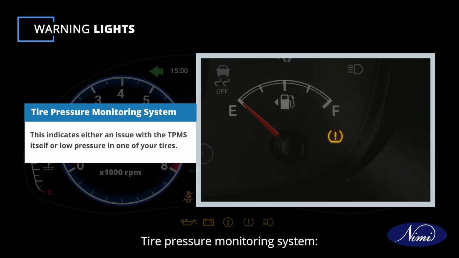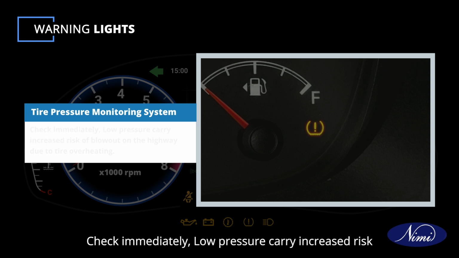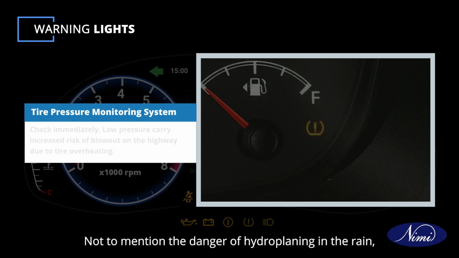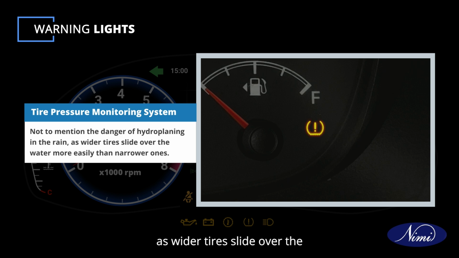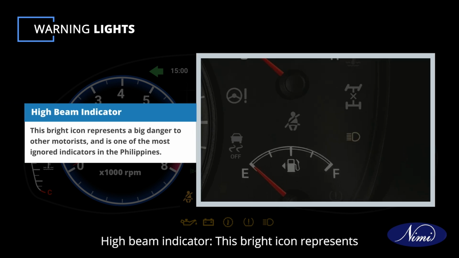Tire pressure monitoring system. This indicates either an issue with the TPMS itself or low pressure in one of your tires. Check immediately. Low pressure carries increased risk of blowout on the highway due to tire overheating. Not to mention the danger of hydroplaning in the rain, as wider tires slide over the water more easily than narrower ones. High beam indicator.